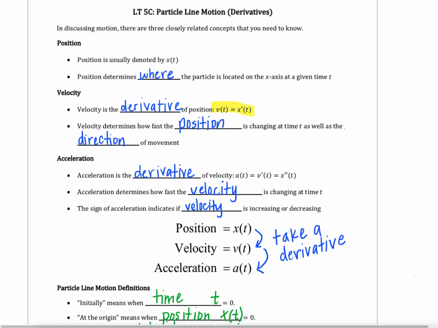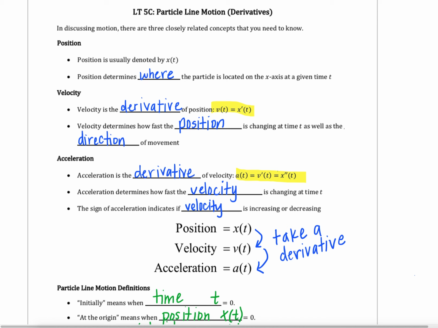Acceleration is our third topic, and it is the derivative of velocity, or the second derivative of position. And again, on a free response question, if acceleration is not directly given, you have to connect back to what is given in the problem. So acceleration is the first derivative of velocity, or the second derivative of position. Acceleration determines how fast the velocity is changing at a given time t, and the sign of acceleration indicates if velocity is increasing or decreasing.